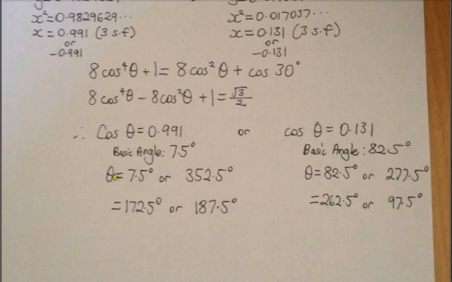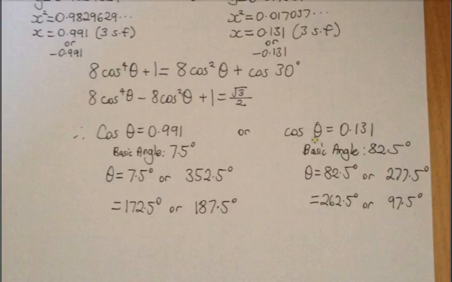And the answer for theta, when cosine theta equals plus minus 0.991, will be these four angles: 7.5 degrees, 352.5 degrees, 172.5 degrees, and finally 187.5 degrees.